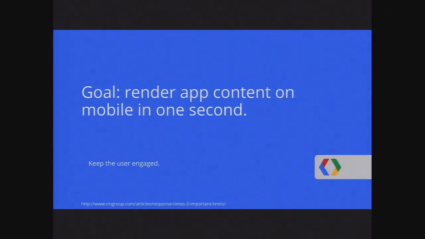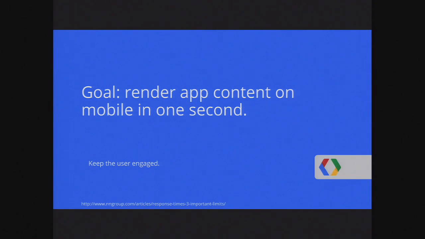OK, so our goal, more precisely, is to render app content on the phone in a second. So from the time a user clicks a link to the time they actually start to see content on their phone and are able to interact with it should be about a second. And this 1 second target actually comes from some work linked here at the bottom by Jacob Nielsen. Hopefully you can see that.